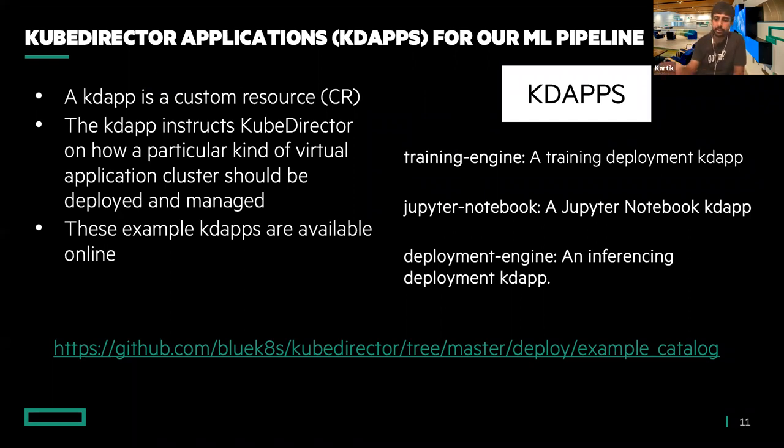We will be going deeper into that. They can define things like roles, what services are in a role, cardinality, and a lot of other things. So that custom resource is the KubeDirector application, and we will be looking at some examples of those. For this presentation specifically, we will be focusing on three KubeDirector applications. One is your training application, your Jupyter application, and then finally a deployment application. And then how we stitch them together using some KubeDirector features like connections.